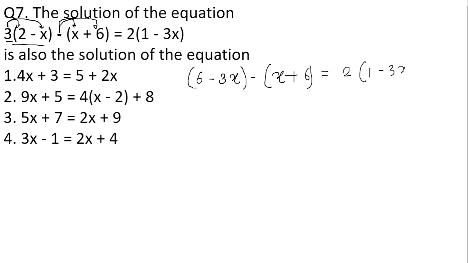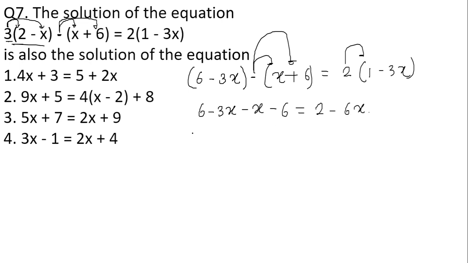What I will do next here is 6 minus 3x, I will open out of the bracket. After removing the bracket, the negative sign will be multiplied with this given bracket. This will give me minus x minus 6. Again I am multiplying this 2 with the bracket, so this will give me 2 minus 6x. So what is the number that we are going to get over here? Plus 6 minus 6 got cancelled, minus 3x minus x is minus 4x, and this will give me 2 minus 6x. If I take this 6x on this side, this will be plus 6x minus 4x.